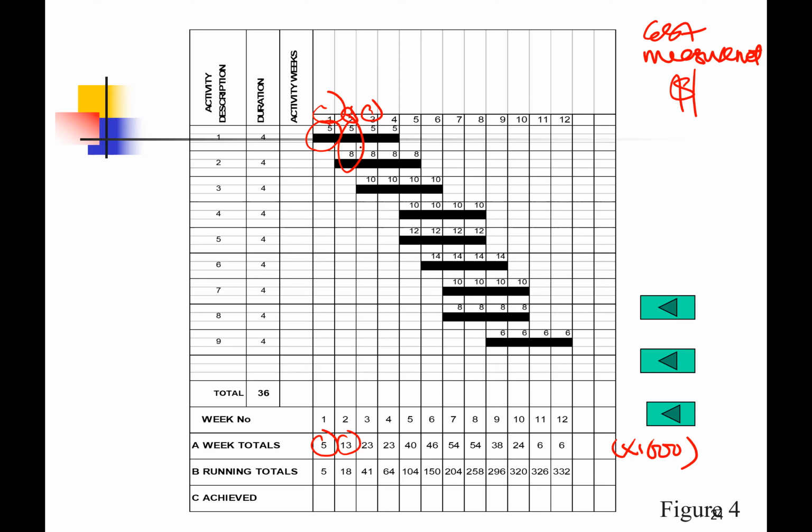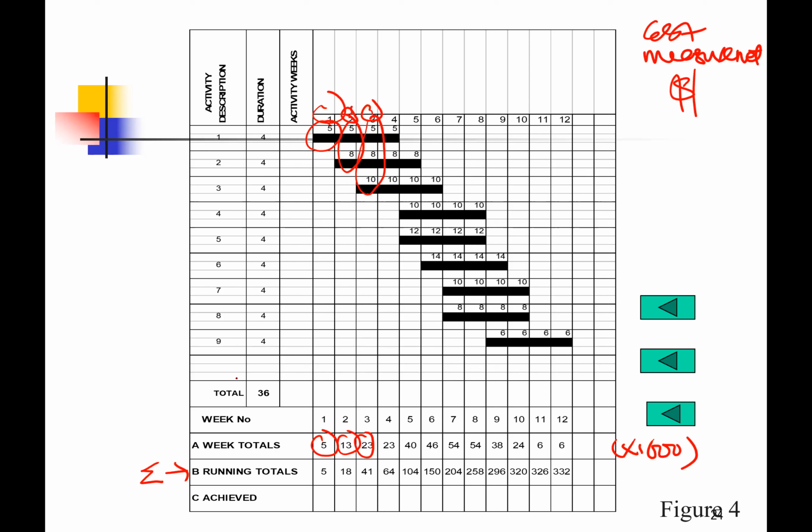The third week will be here. You add those together, you get 23, and then the cumulative. The cumulative cost or value doesn't matter. This is just to show you how the S curve could be developed. If you are presenting the S curve to the client, for sure you are going to present based on value, because that is what is mentioned in your contract document.